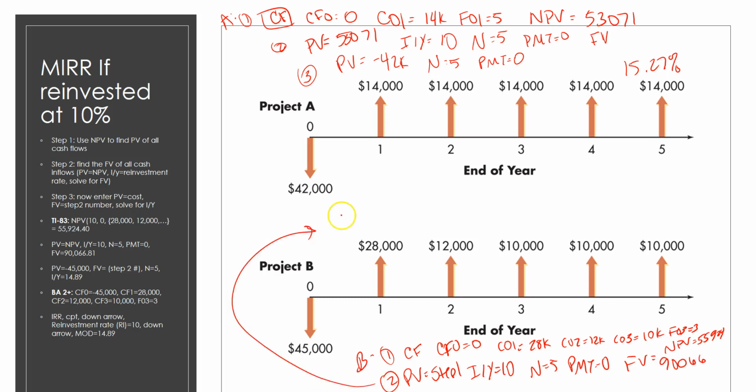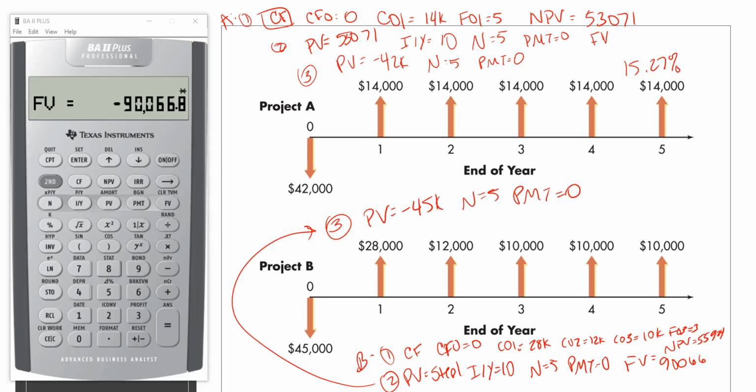I'll move up here for step 3 since I ran out of room. Step 3, we set the present value equal to our cost, negative 45,000. We have 5 years and our payment is 0, and we solve for I/Y. Our future value is equal to this $90,066, but again, we're using the absolute value of this, so I'm going to plug that in for the future value. Present value is negative 45,000. We have no payment and 5 years. Let's compute I/Y, and we get 14.89% as our modified internal rate of return.